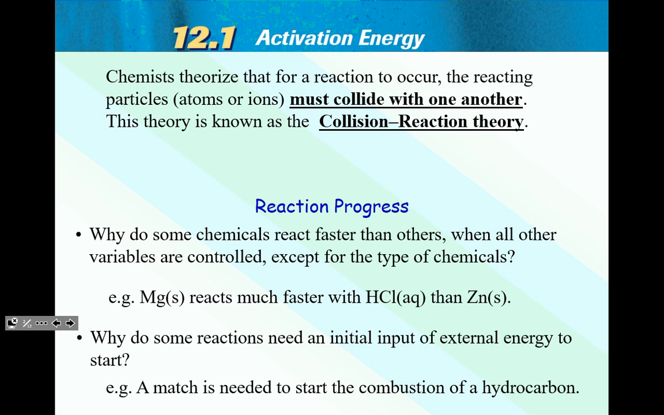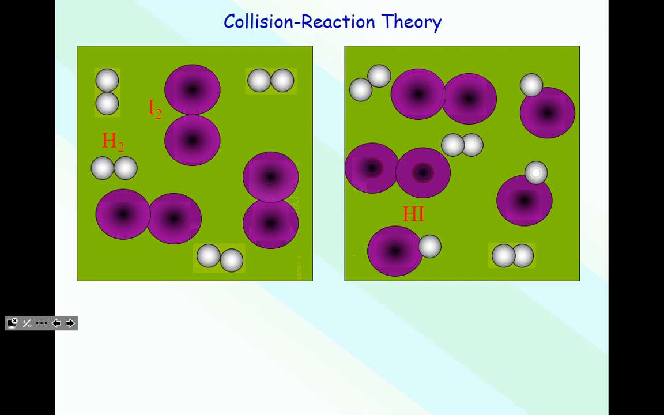Why do some chemicals react faster than others when all other variables are controlled except for the type of chemicals? Example, magnesium reacts much faster with hydrochloric acid than zinc. There has to be something about the actual, in this case, metal itself. Why do some reactions need an initial input of external energy to start? An example of this, a match is needed to start the combustion of a hydrocarbon. You need to start a fire in order to continue a fire, but when a fire starts, oxygen is its main fuel, but there has to be something to start that.